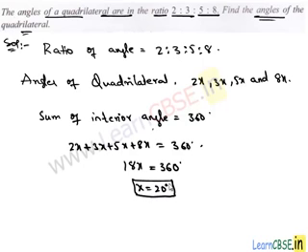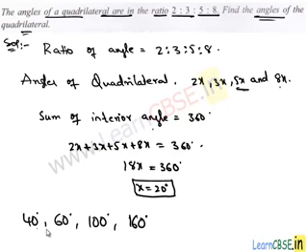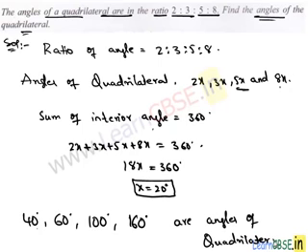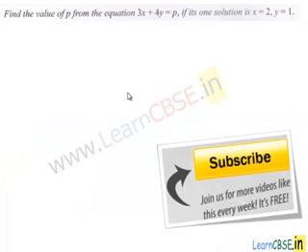Let us substitute this value and find the individual angles. Here 2 times x is 40 degrees and 3 times x is 60 degrees and 5 times x is 100 degrees. 8 times x is 160 degrees. Therefore, 40 degrees, 60 degrees, 100 degrees and 160 degrees are the angles of the quadrilateral. And this completes our solution. Let's move to the next question.